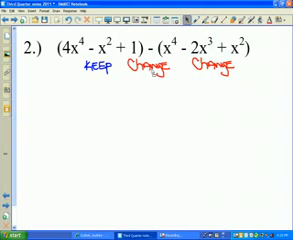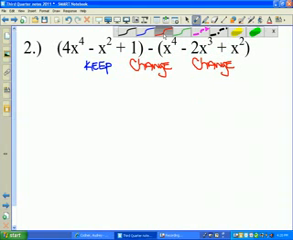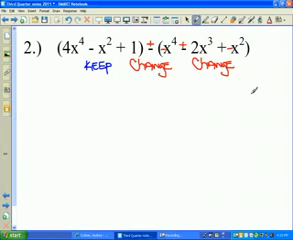And then I'm going to change my last set of parentheses from positives to negatives. So instead of a minus sign, I'm going to make it a plus sign. Instead of a positive x to the fourth, it's going to be a negative x to the fourth. Instead of a minus 2x cubed, it's going to be a positive 2x cubed. And instead of a positive x squared, it's going to be a negative x squared.